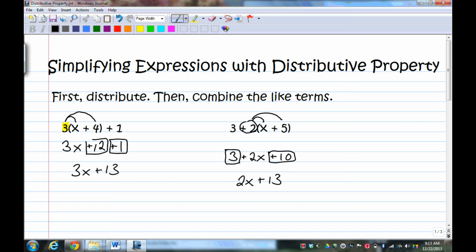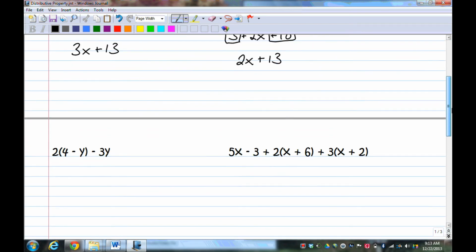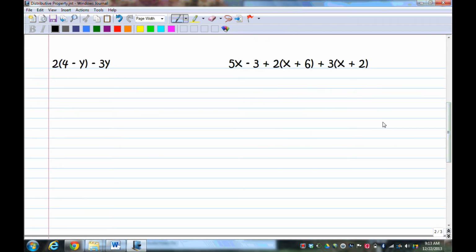That's pretty cool, don't you think? Let's move on to something that are a little more challenging. So, this first one here, 2 times this quantity 4 minus y, and then I have the minus 3y. The reason that this one is a little challenging is because this right here. Okay, some students forget that.